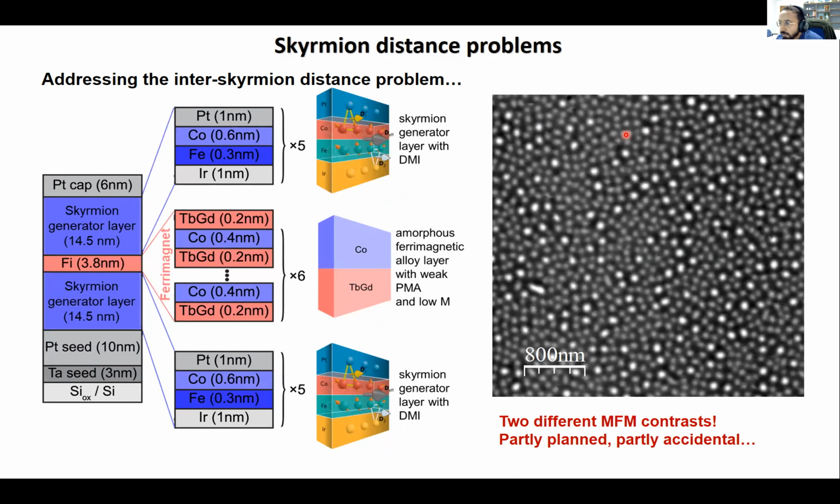However, in certain cases, we did observe two different contrasts. So you can see there are some very bright ones, and there are some which are less bright. So these are two different chiral structures. You can see both of them are chiral, but they have two different intensities. And this was interesting. And this was also partly planned, but also partly accidental. And this gives us the tool or the platform on which we can realize what we had discussed before, that is having two different kinds of chiral states. So now we can have a 0 and a 1. Probably the brighter one is a 1, and the less bright one is a 0, for example.